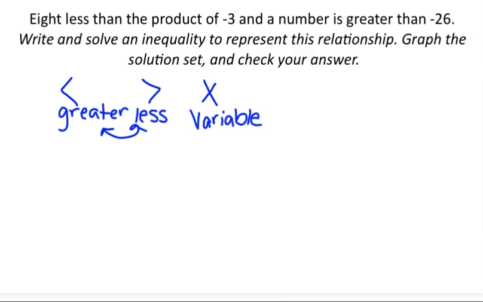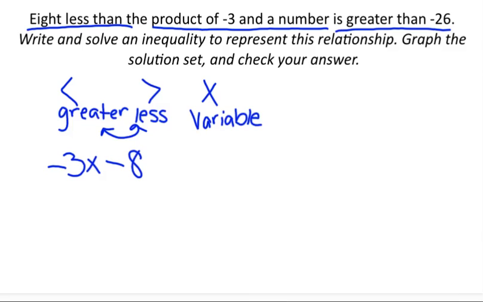So to solve this inequality, you see that it says 8 less than the product of negative 3 and a number is greater than negative 26. 8 less than means that you have to subtract from, and what you're subtracting from is the product of negative 3 and a number. So negative 3 and a number is the variable, negative 3x minus 8, and it says greater than. So this is the greater than sign, negative 26. And this is what you will need to solve the inequality.